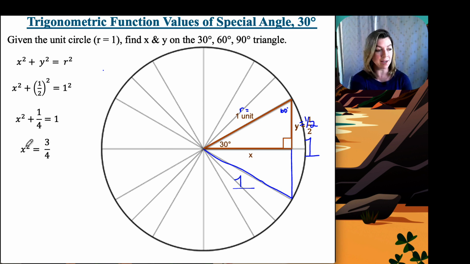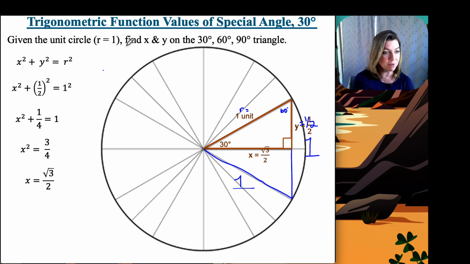X is almost isolated, just need to get rid of this squared. We do so by square rooting both sides of the equal sign. Square root of x squared is just x, and the square root of 3/4 is radical 3 over 2. Now we introduced the square root into this problem, so we would want to consider the positive and the negative root, but we are only going to use the positive root because we're talking about this side length here, so it's positive for distance.